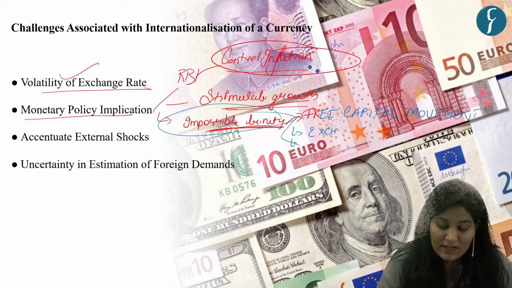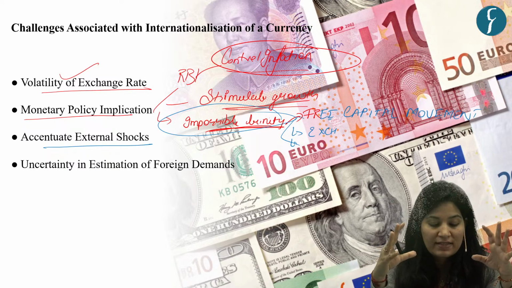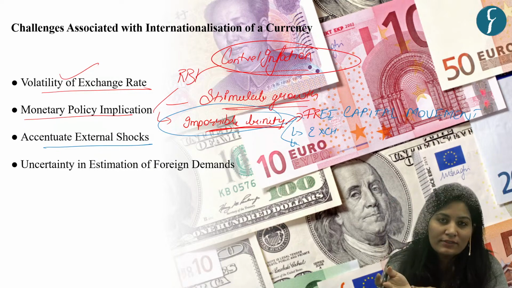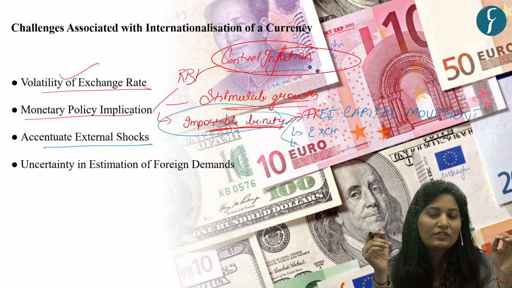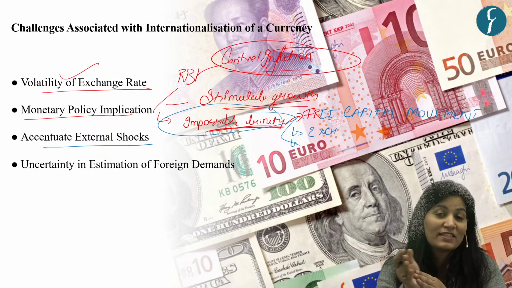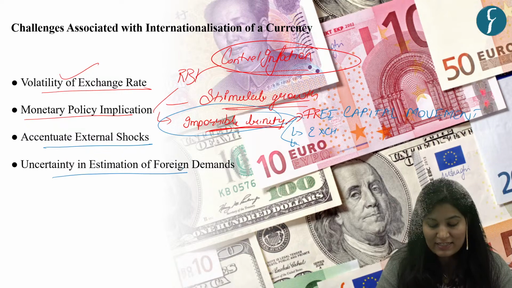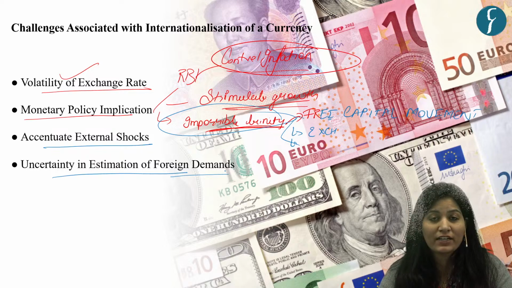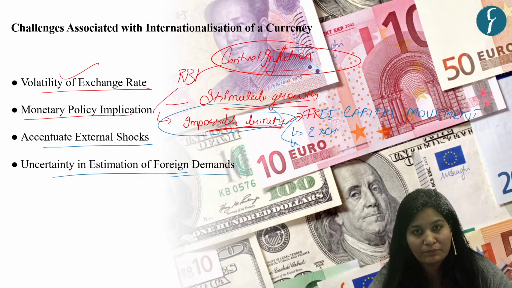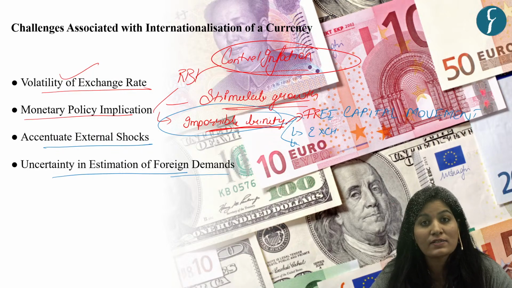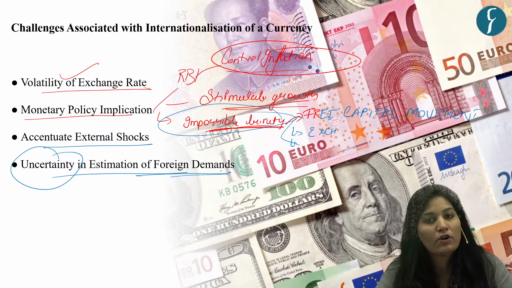Then another challenge is accentuated external shocks. Any global financial issue could hit your currency harder because now your currency is globally connected. So if any issue happens in Russia or Germany, it will impact the domestic currency because it is more connected. Then, uncertainty in estimation of foreign demand, because it is very difficult to predict how much currency will be needed in the international market, which again becomes a cause of concern for economic planning.